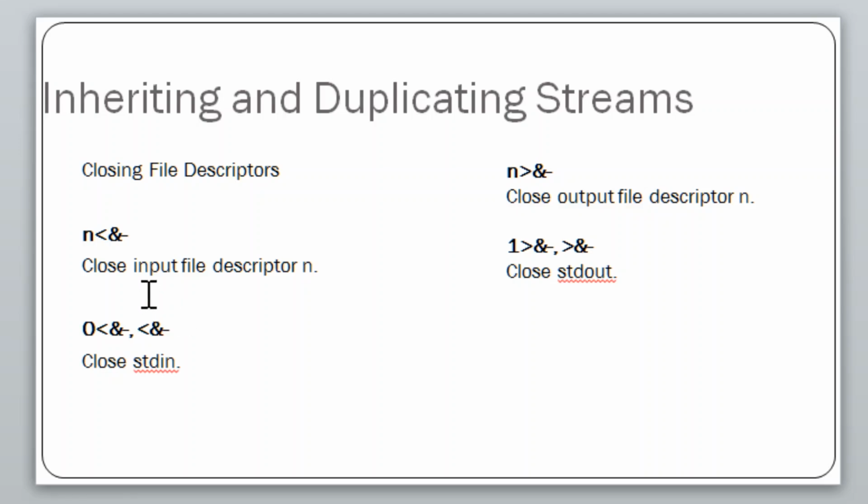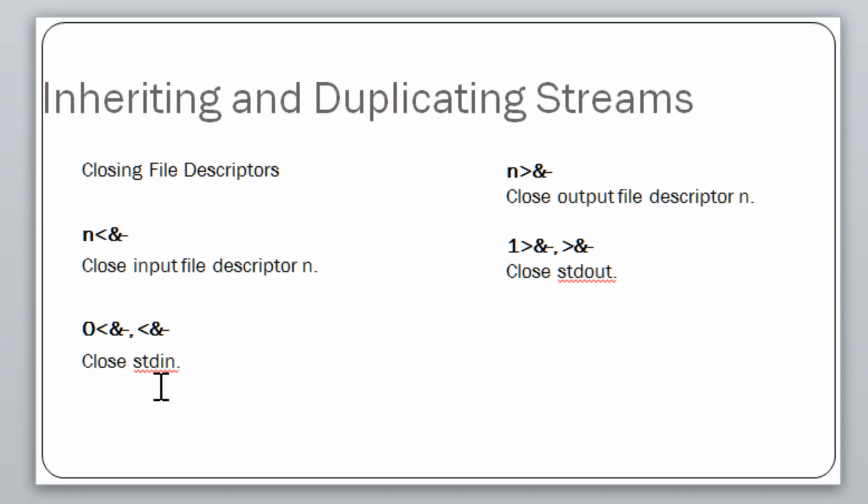So here, we'll look at how the input file descriptor n is closed. So we use the minus sign or dash, the ampersand symbol, less than, and n. Okay, so this is closing input file descriptor n, closing the input for the file descriptor n.